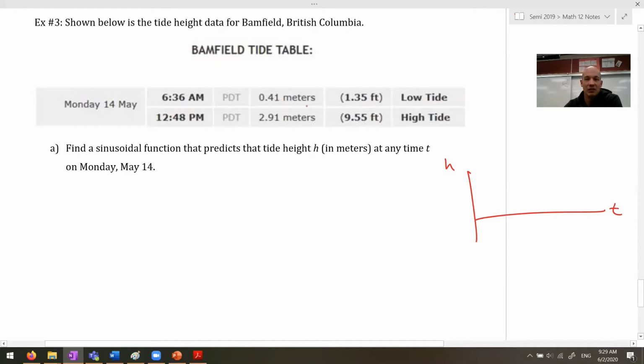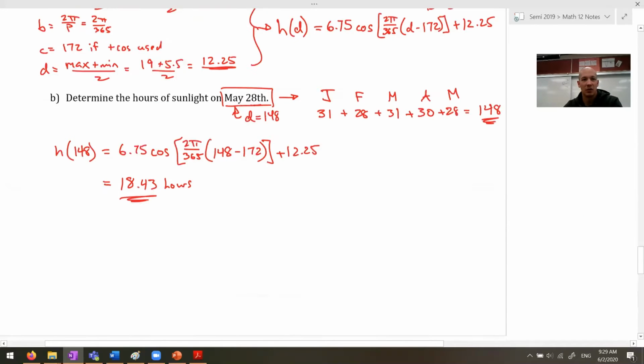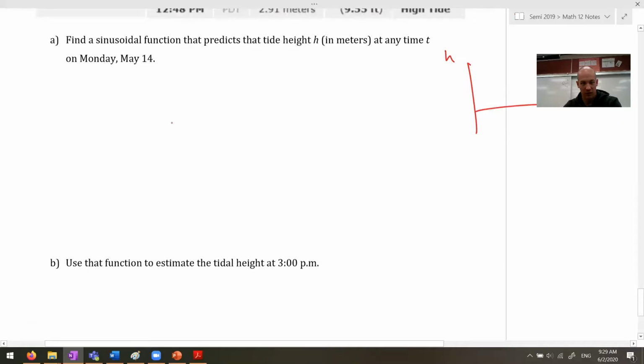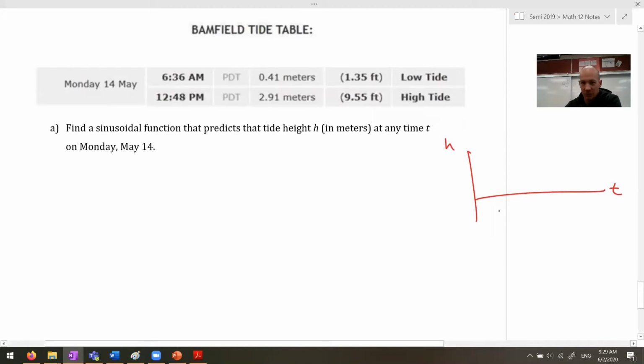In our last example, we were talking about days of the year, and we kind of enumerated it by calling January 1st the first day. I'm going to do something similar where I'm going to call 0 equal to 12 o'clock a.m. or midnight.